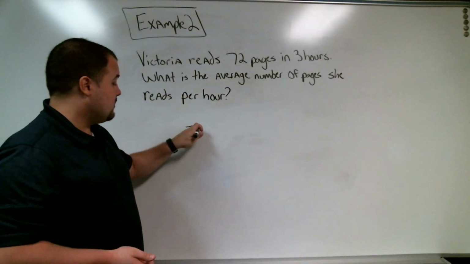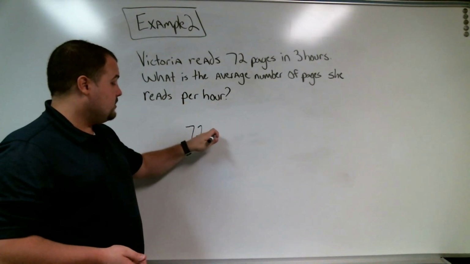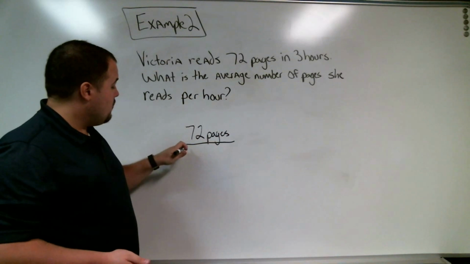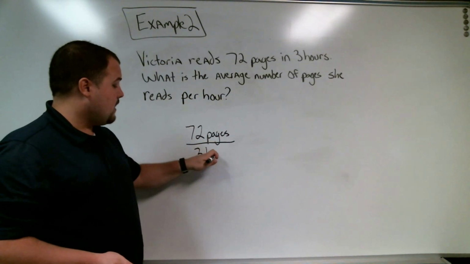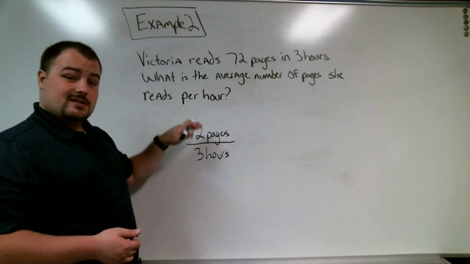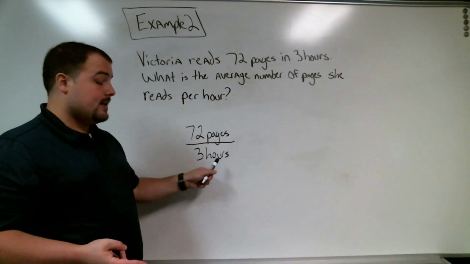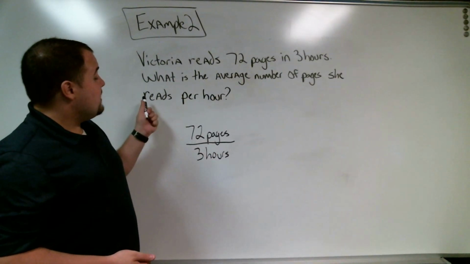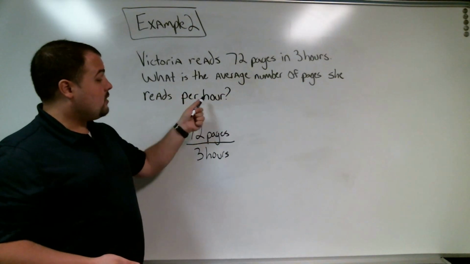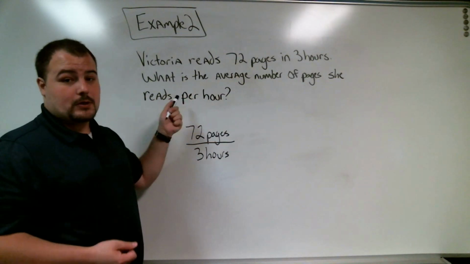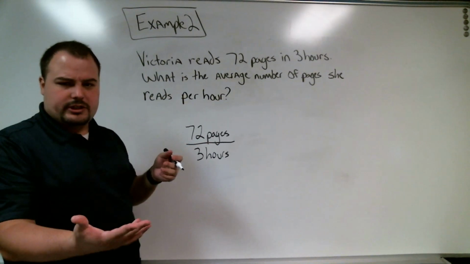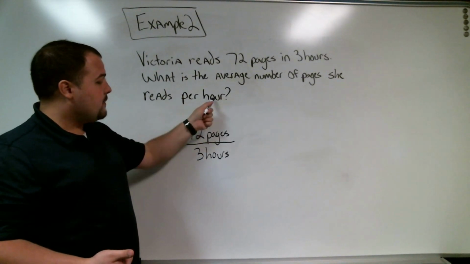So I'm going to write 72 pages over 3 hours. This right here is a rate because it's a comparison between two things, pages and hours. But it says how many pages did she read per hour? Since I see the word per, that usually infers 1 or each hour. So I need to change my hours to 1.